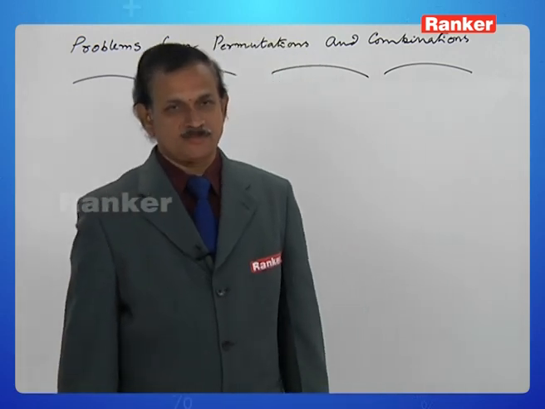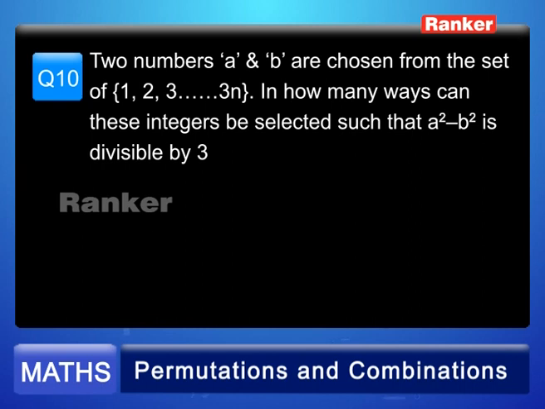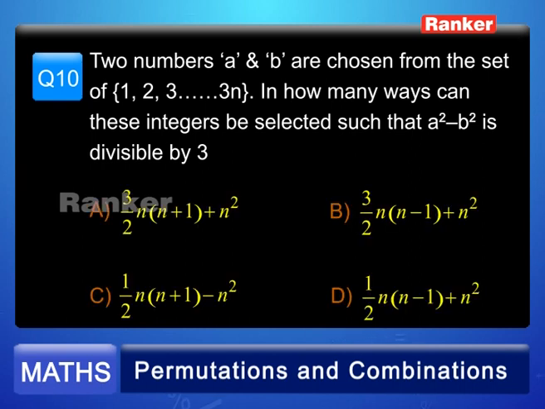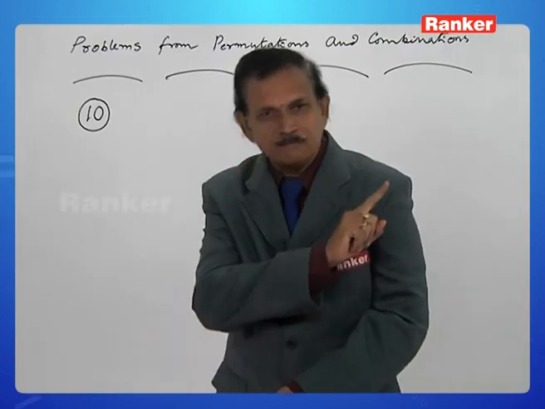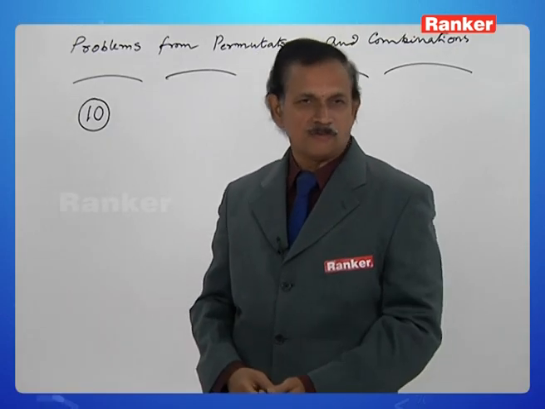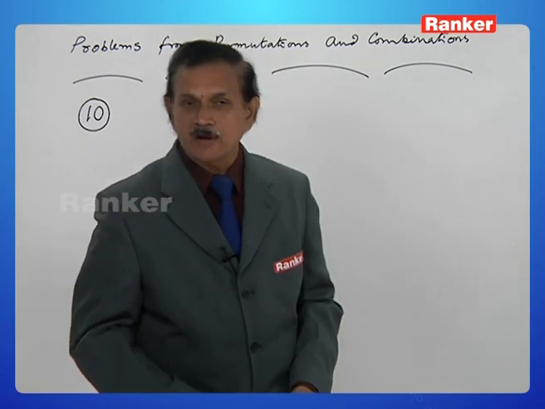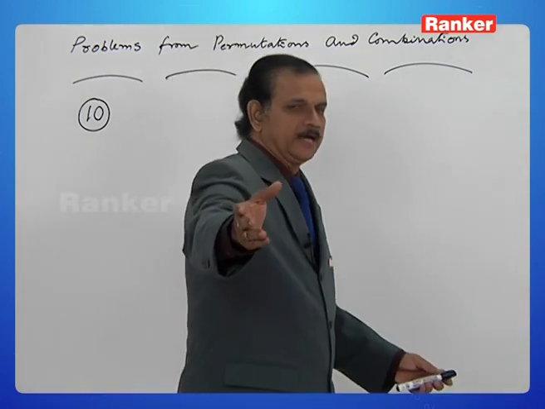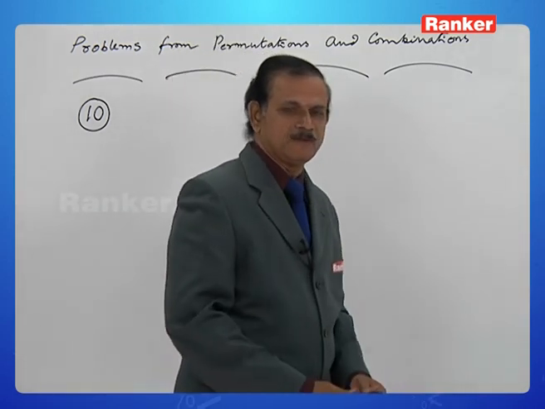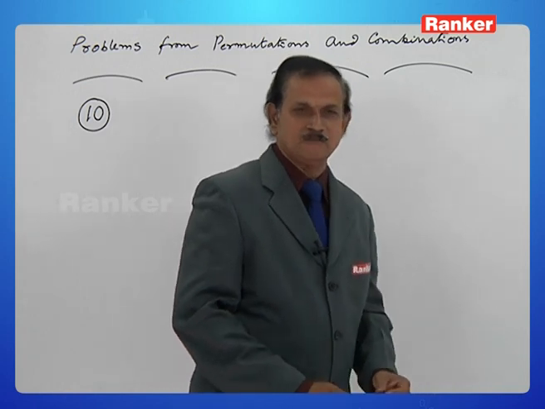Now, the next question before us is question number 10. In this question, two numbers a and b are chosen from the set of natural numbers 1, 2, 3, 4, etc., 3n. In how many ways can these integers be selected such that a square minus b square is divisible by 3? He is asking about a square minus b square, not about a plus b or a minus b or any other thing. A square minus b square must be divisible by 3. What will be the total number of such pairs?